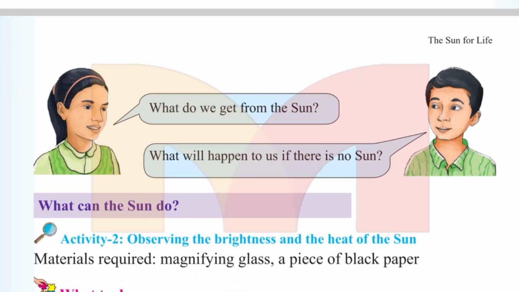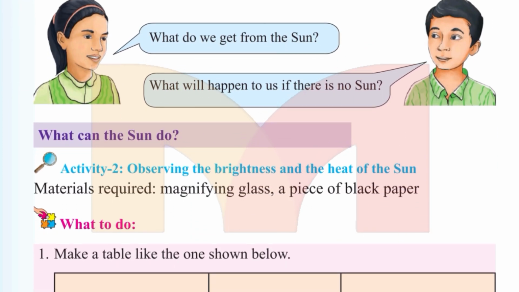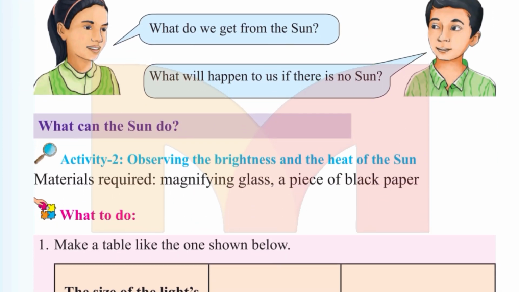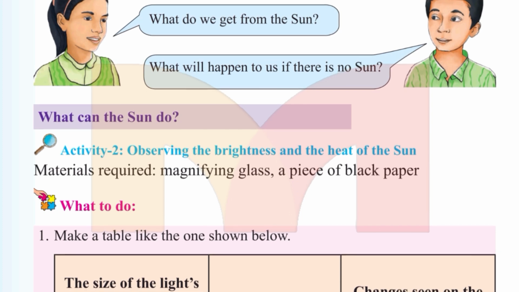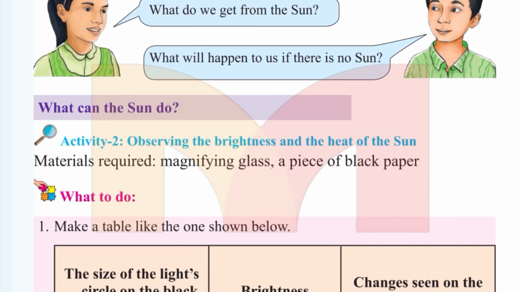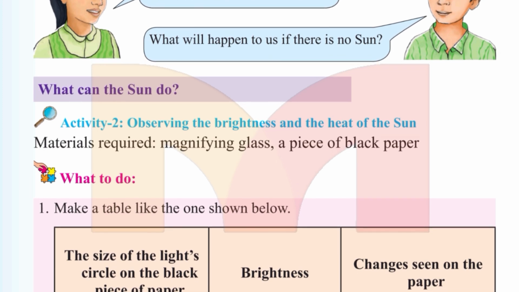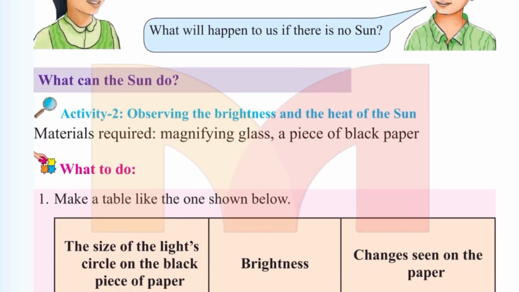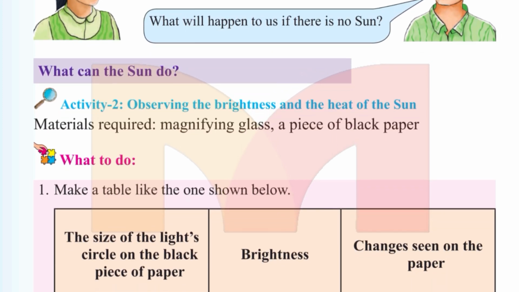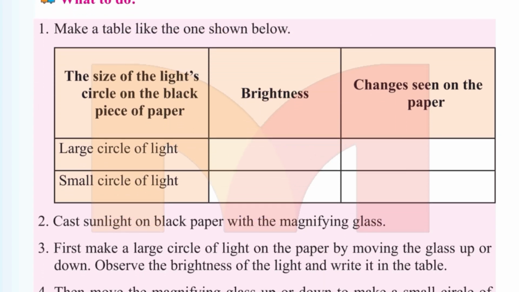Going to the next page. What do we get from the sun? What will happen to us if there is no sun? What can the sun do? Activity 2. Observing the brightness and heat of the sun. Materials required: magnifying glass, a piece of black paper. What to do? Make a table like the one shown below.